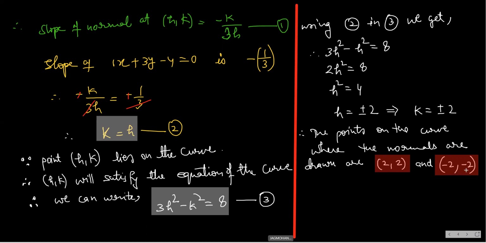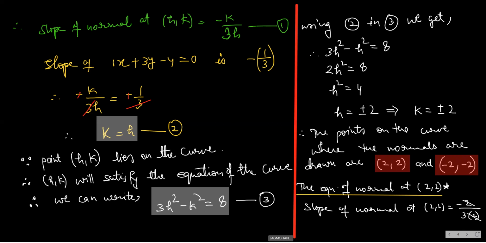When h is negative 2, k is negative 2. The other point is negative 2, negative 2. So the equation of normal at 2, 2. See, there will be two normals. One is at 2, 2. The other is at negative 2, negative 2. So first I'm finding the equation of normal at 2, 2.